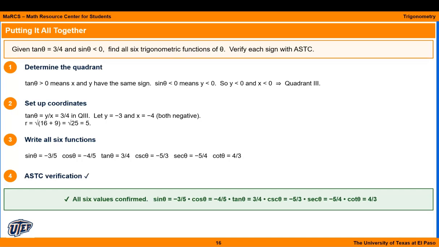Let's put it all together. Suppose tan theta is equal to 3 over 4 and sine of theta is less than 0. This places us in quadrant 3. Let x equal negative 4 and y equal negative 3. Then r is equal to 5. So the six trig functions are as follows. Sine of theta is negative 3 over 5, cosine theta is negative 4 over 5, tan theta is 3 over 4, and the reciprocal functions follow from these.